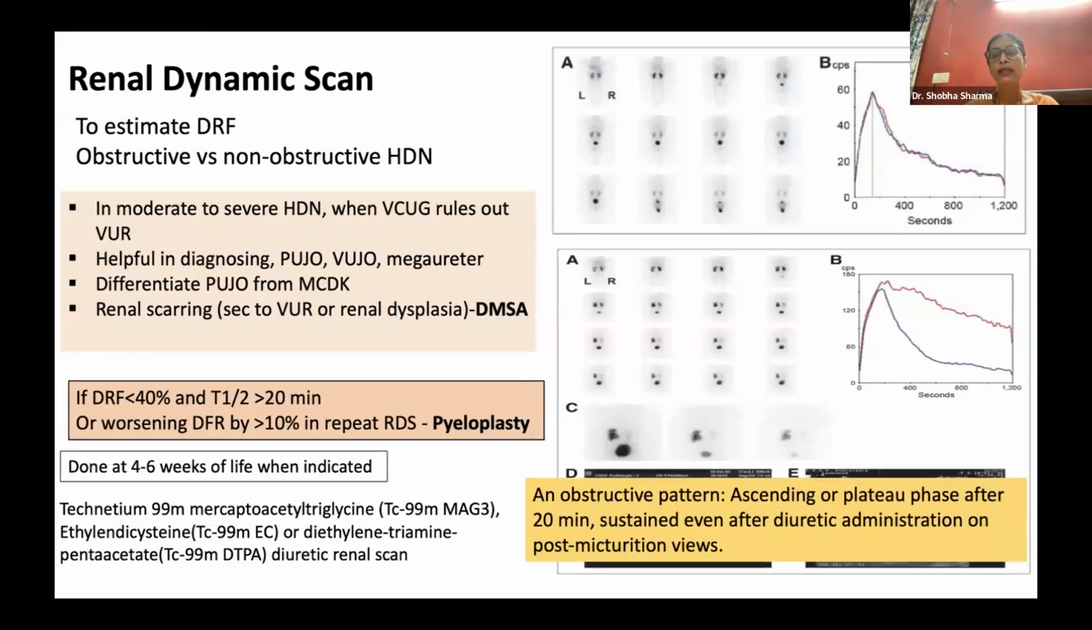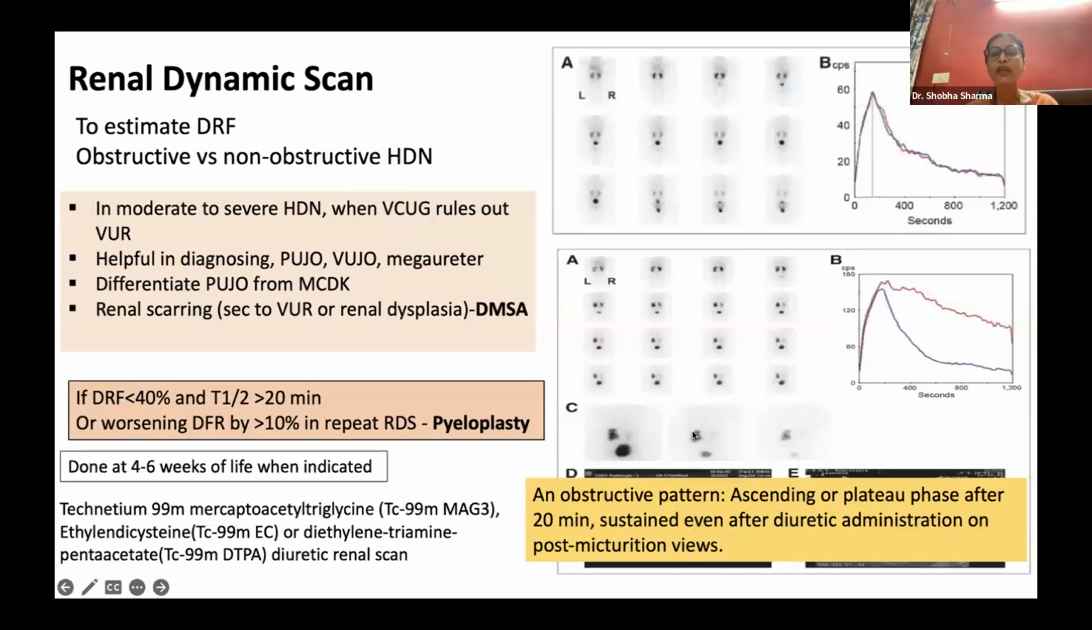Obstructive pattern, as I have already said, is in the lower right panel. You can see it is an obstructive pattern in which there is a plateau-like curve on the left side of the kidney. On the left side, the tracer is taken up by the kidney, but it has not left the pelvic system. So there is a significant PUJ obstruction.